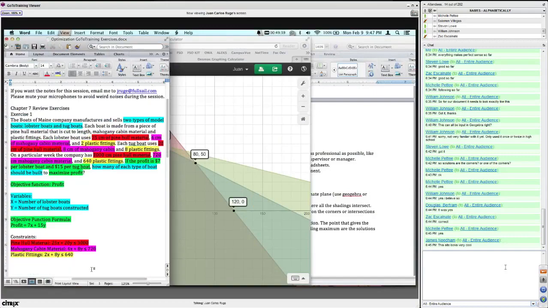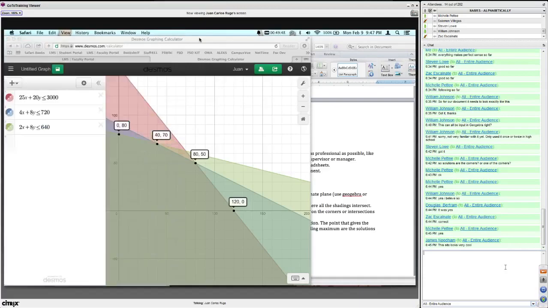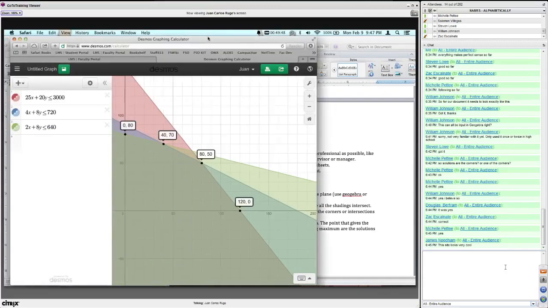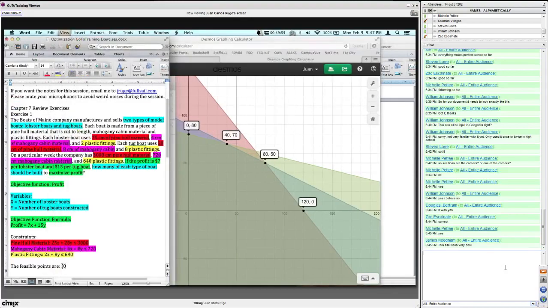So now solving the problem. The feasible points are, now you know what, I'm going to move it a little bit. Oh, awesome. The feasible points are (0, 80), (40, 70), (80, 50), and (120, 0). Okay, so one of those 4 points is going to be the solution to the problem.